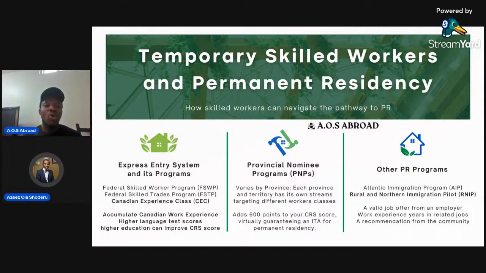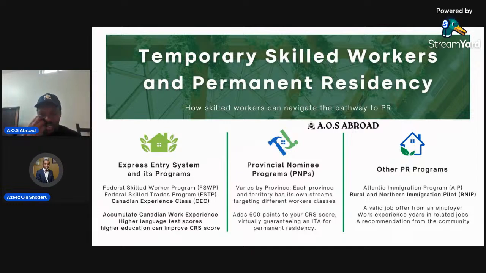So you need to now know which province your skill sets are required in, because once you can get that nomination, it will add 600 points to your CRS score. With those 600 points, even if you just had 20 points before, you can be more or less guaranteed to get the ITA, the Invitation to Apply for permanent residence by the federal government of Canada.